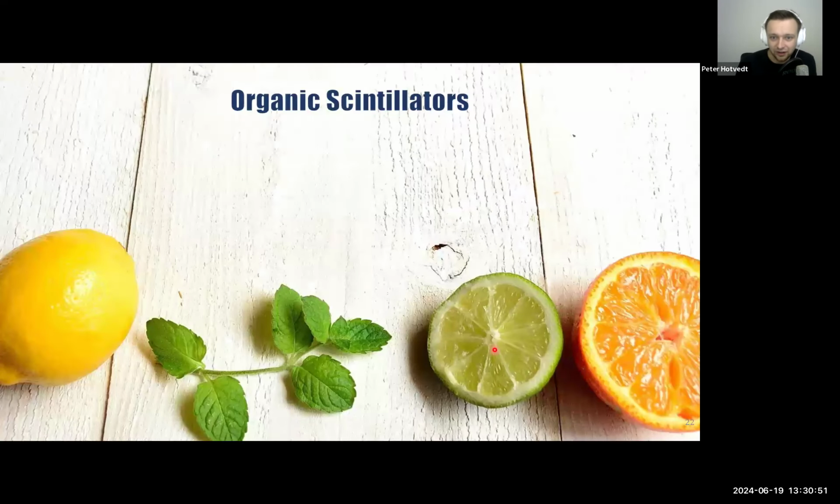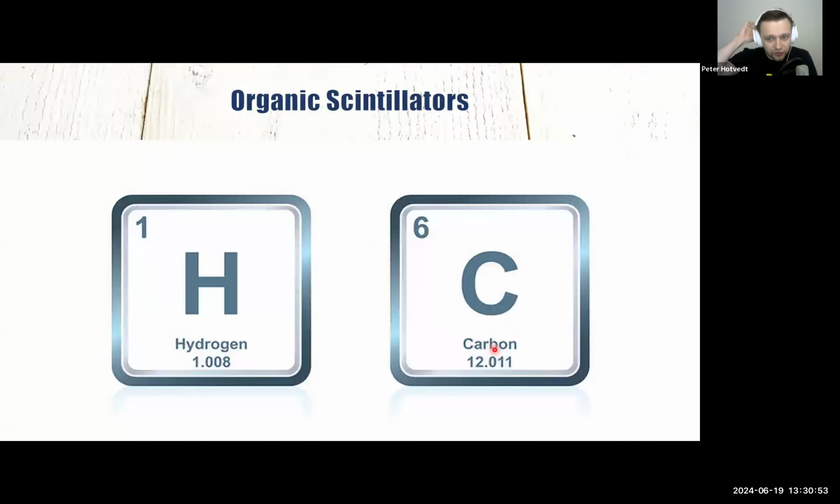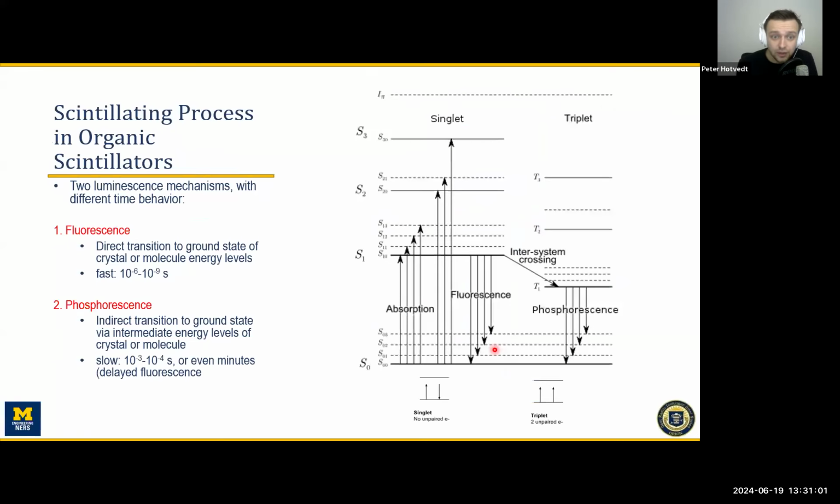So we'll start with organic scintillators. These are scintillators that use the bonds between hydrogen and carbon to create that light from that excitation. And the way that they do that, there are two luminescence mechanisms via fluorescence and phosphorescence. Fluorescence is when you have your absorption of the ionizing radiation, and then it immediately decays down to the ground state of energy of the crystal or the molecule energy levels.